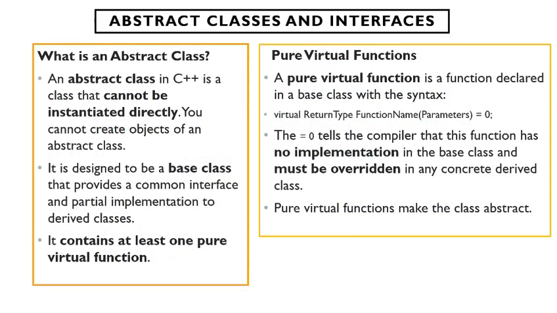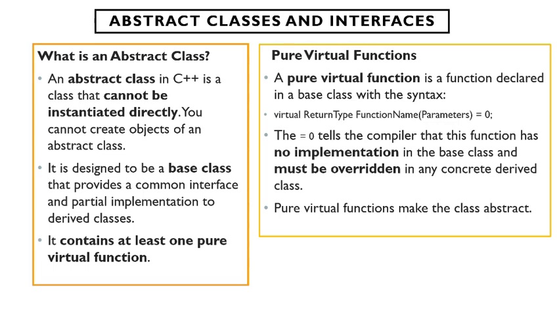First, what is an abstract class? An abstract class in C++ is a class that cannot be instantiated directly. Like, you cannot create objects of an abstract class. It is designed to be a base class that provides a common interface and also a partial implementation to derived classes. It contains at least one pure virtual function.